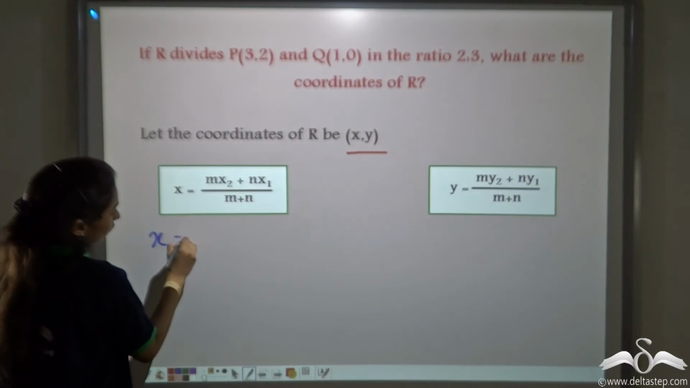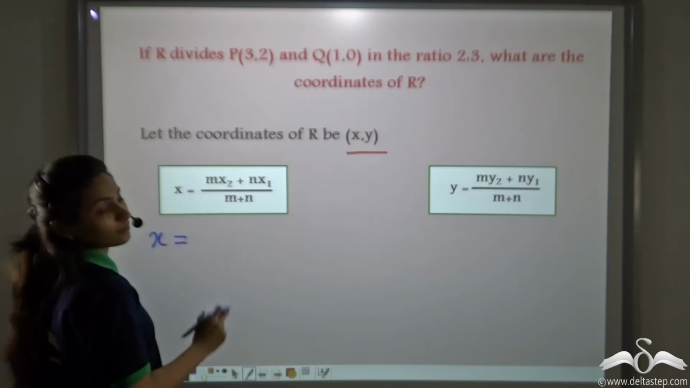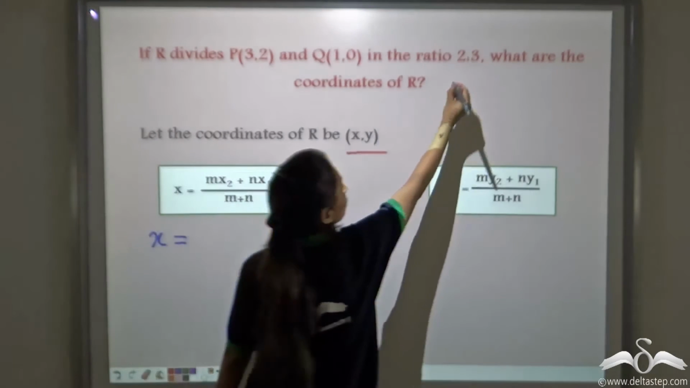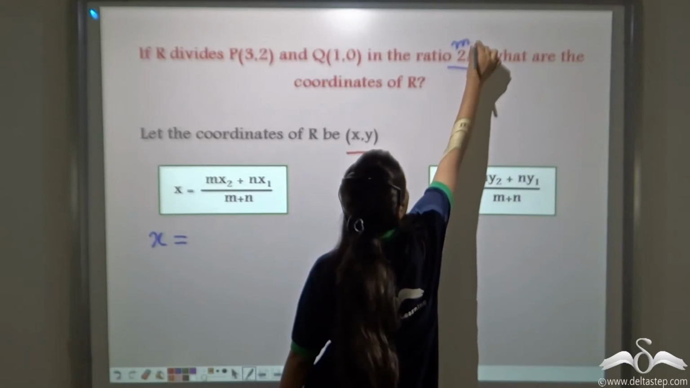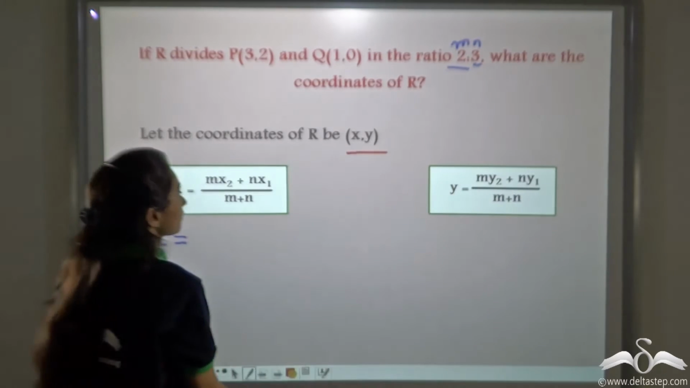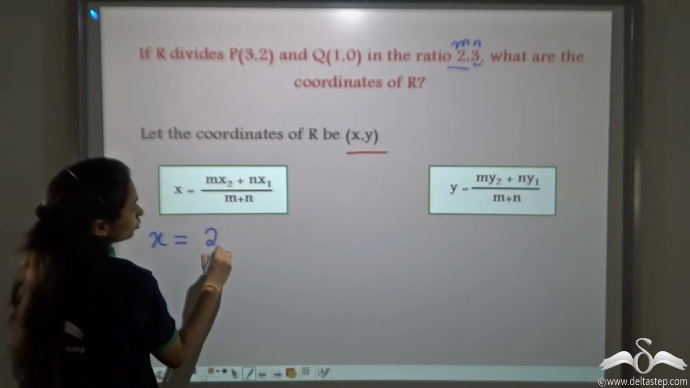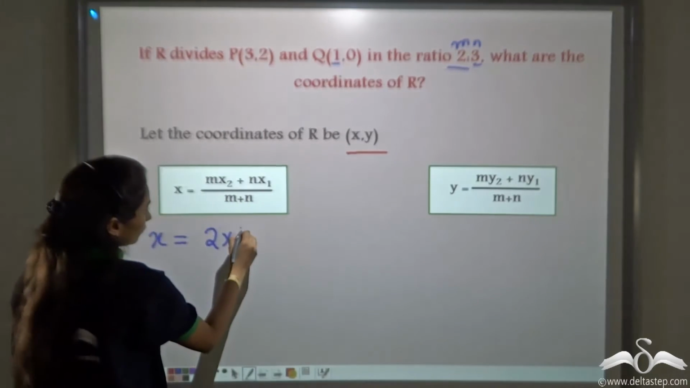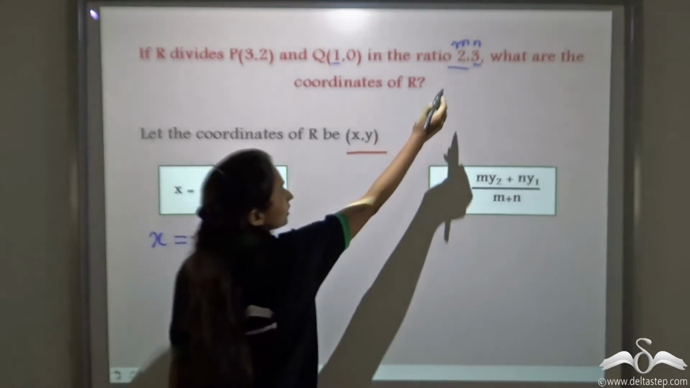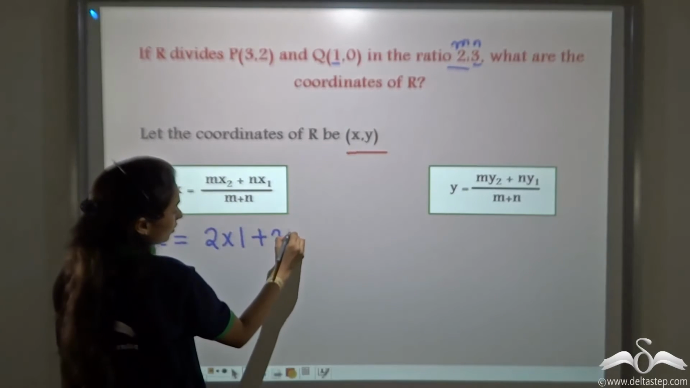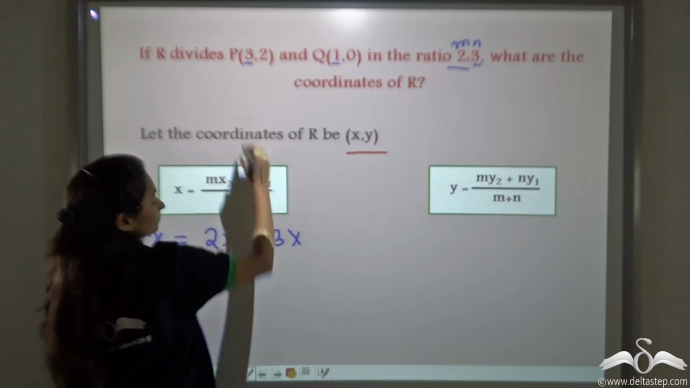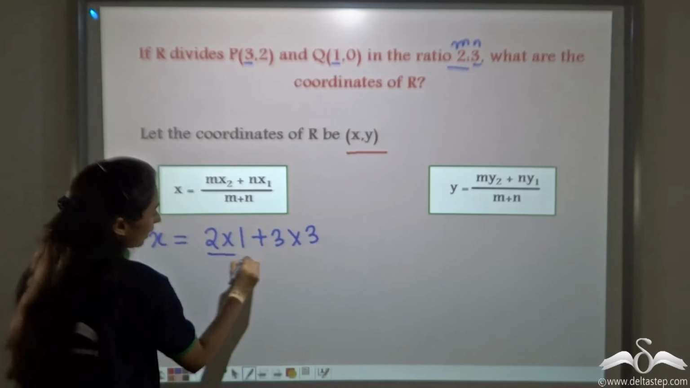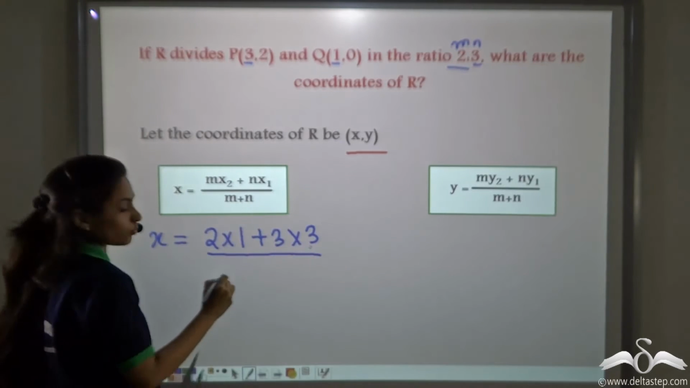So x is equal to m. What is m? m is 2 because this is m and this is n. So 2 into x2, this is x2, plus n. n is 3, into x1, which is 3, by m plus n, which is 2 plus 3.